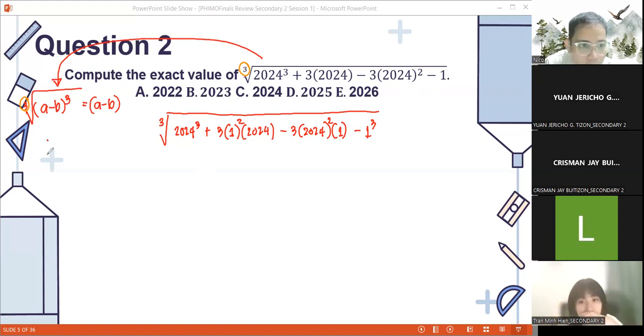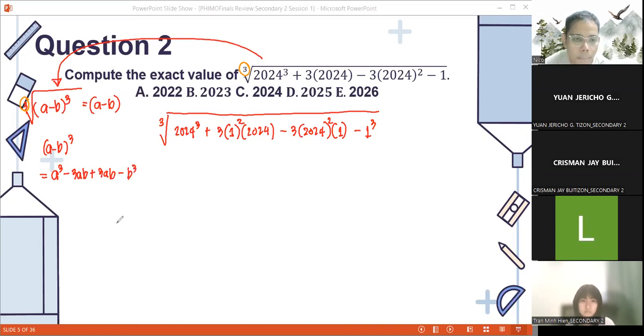So recall, if you have (a minus b) cube, that is equal to a cube minus 3a squared b plus 3ab squared minus b cube, right? This one is taken from your Pascal's triangle, correct? If you notice, it's a bit confusing because of the sign conventions here, but you can just simply rearrange them.